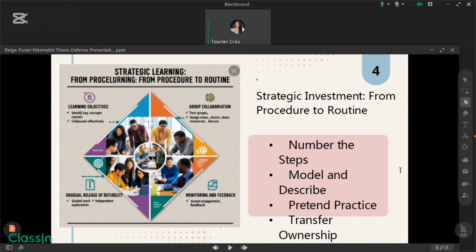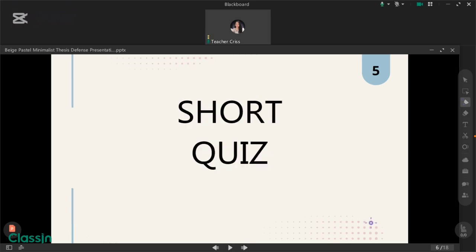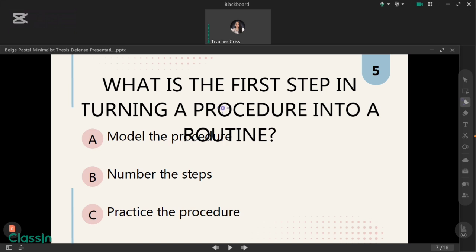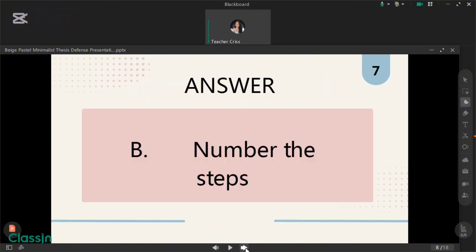Okay, so let's check if we understood something from this discussion. Let's have a short quiz here. And by the way, you can pause the video to have more time to think about the answer. So the first question is, what is the first step in turning a procedure into a routine? If your answer is letter B, you are correct.